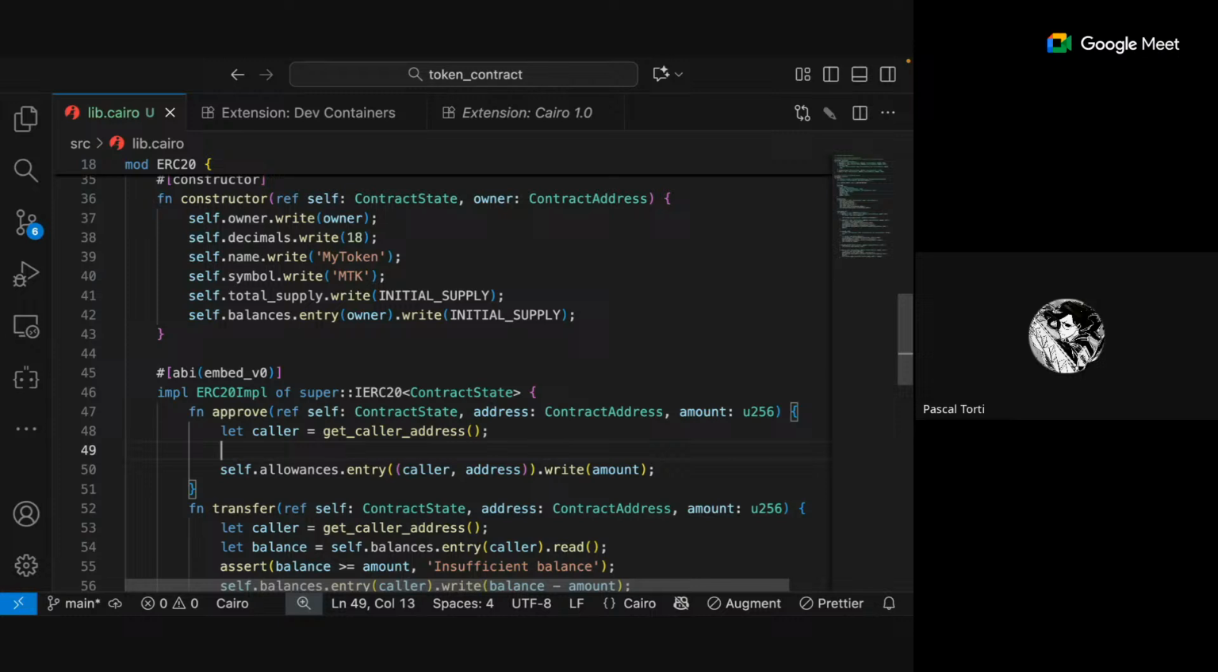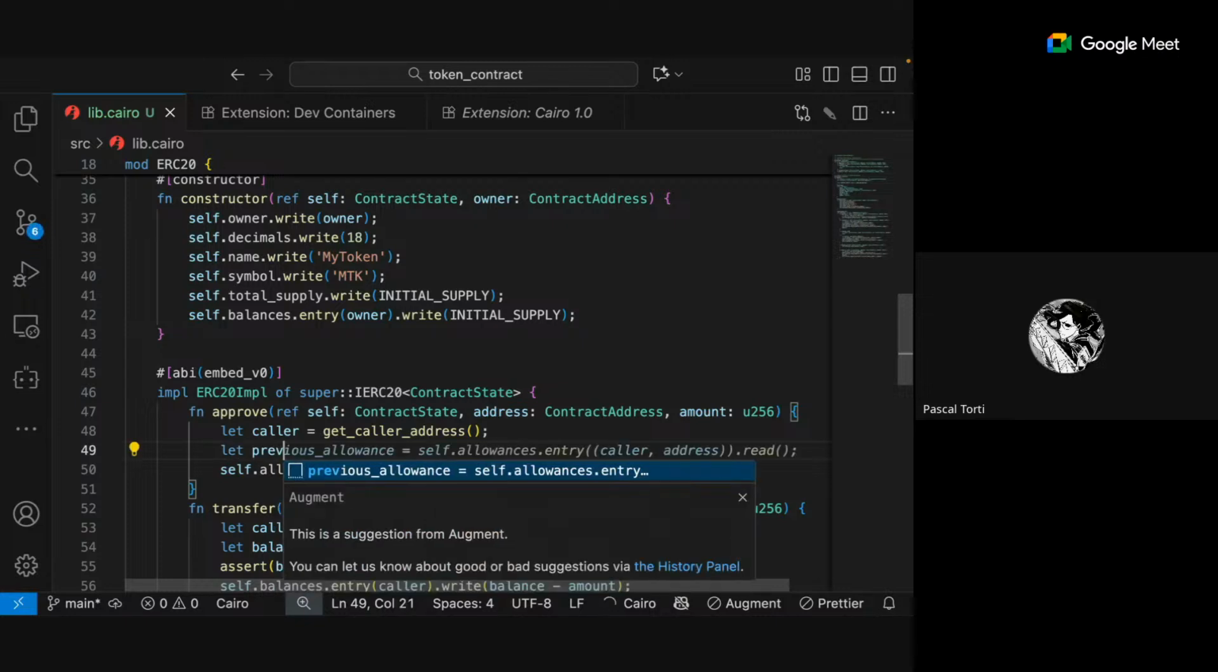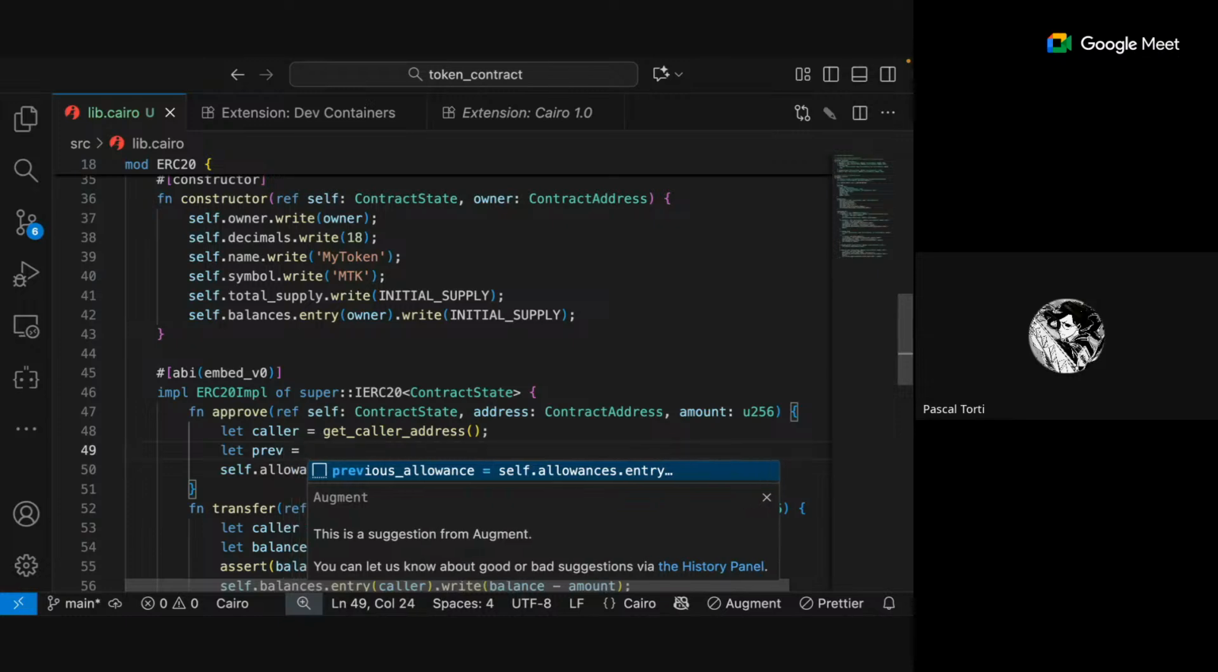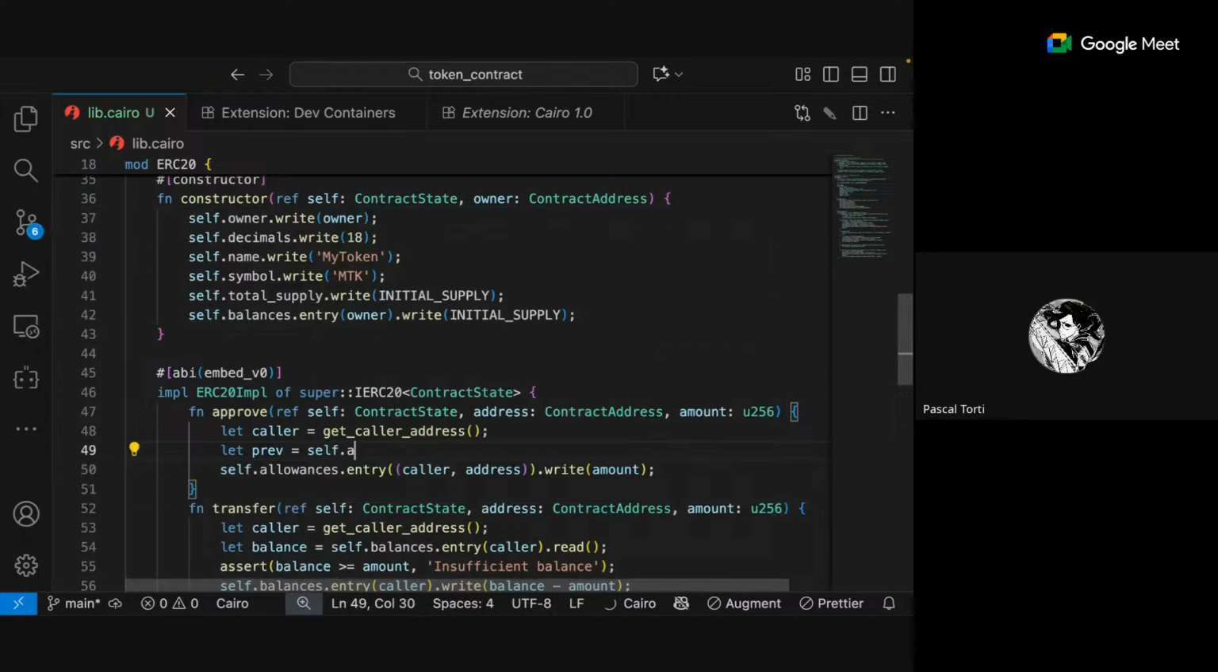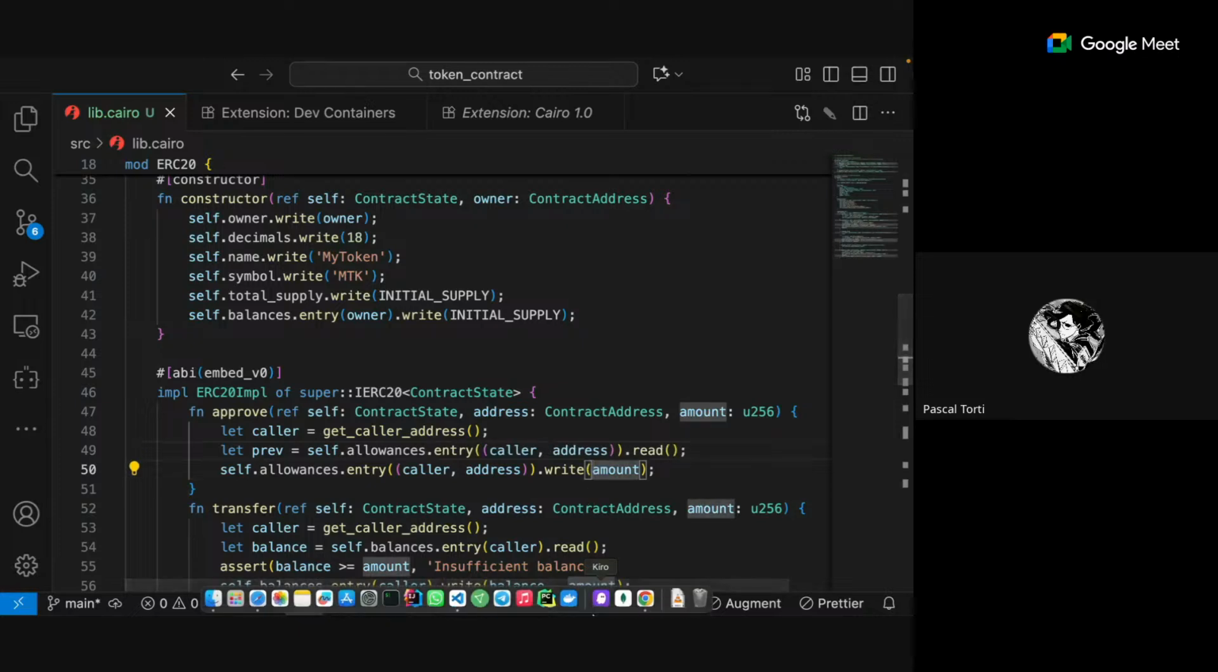So now for my implementation, we're not checking the balance. Now I'm going to read the previous amount, self.allowances. Yeah, I'm going to add this previous amount to the new amount.